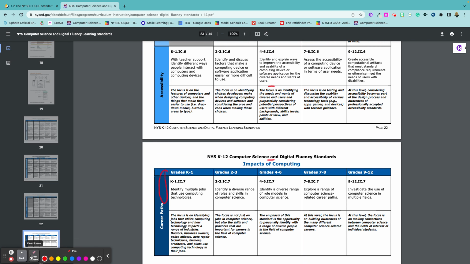As we go into the last one, we have career paths. Here we're talking about thinking about the diverse range of role models in computer science. So we're thinking about the opportunity to showcase diverse people in the field of computer science. For example, code.org has a really great video on changing the face of computer science and has people that your students will definitely identify from the sports world, the music world, and so on. So a great time to bring in some of those role models into your classroom.